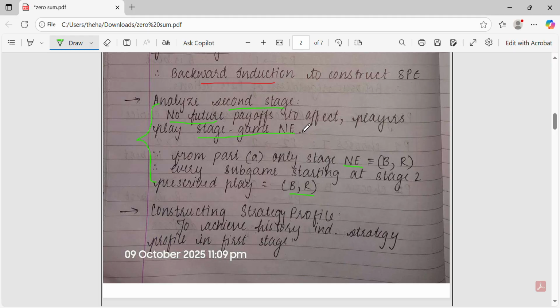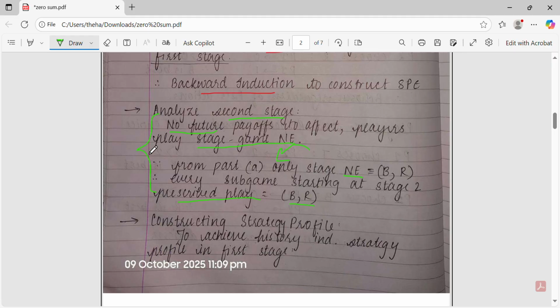So basically, the previous game had only one stage Nash equilibrium, B comma R. So the next stage, that is stage 2, will also have a prescribed payoff of B comma R only. This was the first step of the second sub question.